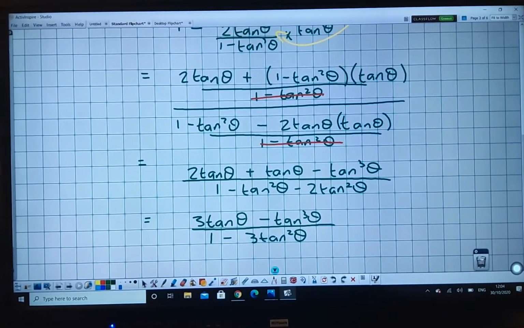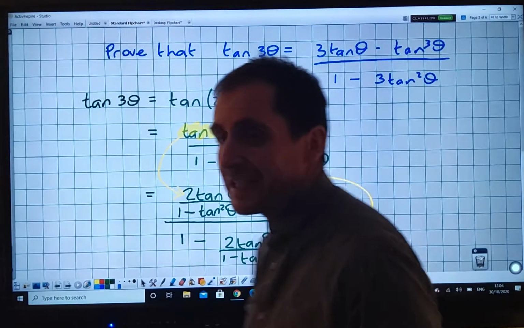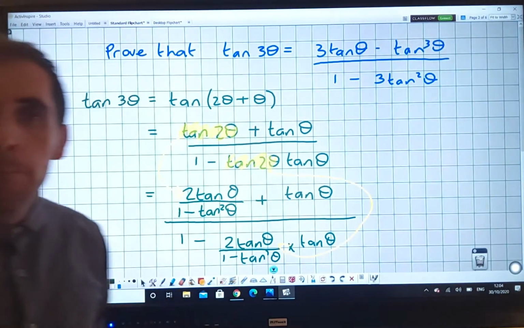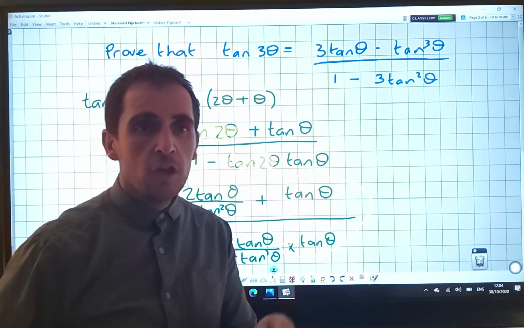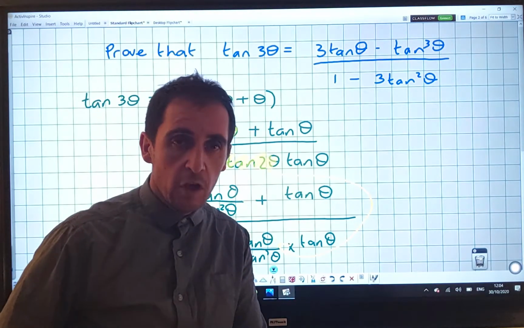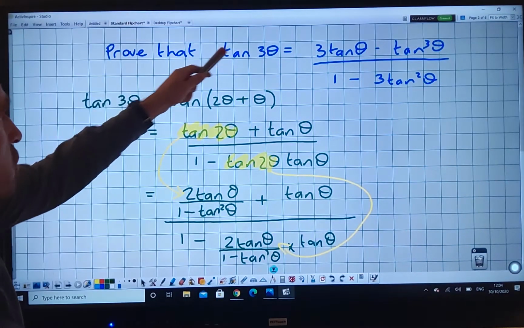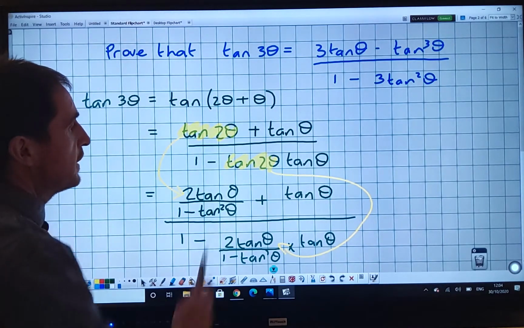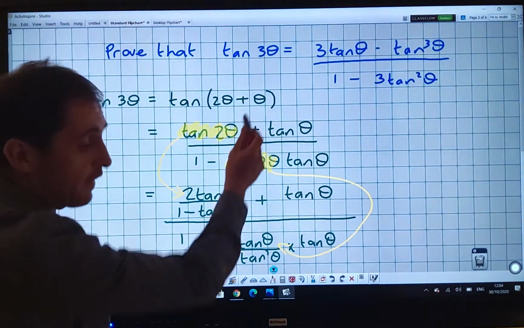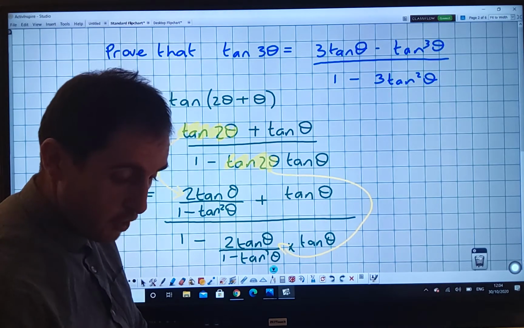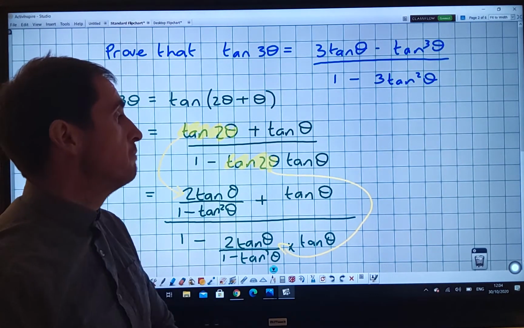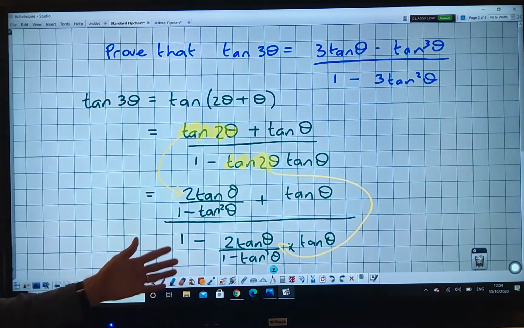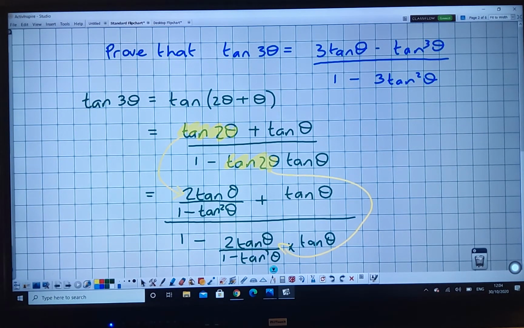So that is, again, on the difficulty scale, it's quite high. But the trick is because you're using two of the formulas, you have to change two things. So first of all, you have to change the tan 3 theta into this here. Then you have to write that using one formula, the tan A plus B. And then you have to do the tan 2 theta double angle formula, to allow you to write that like that. I hope that makes sense.